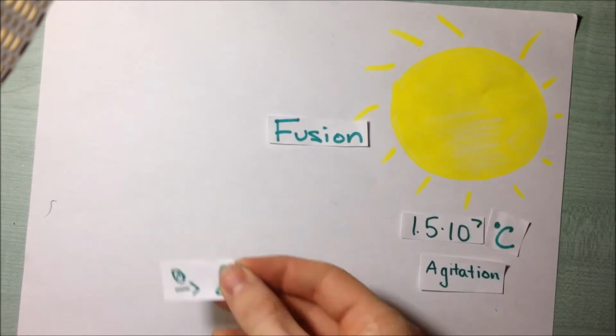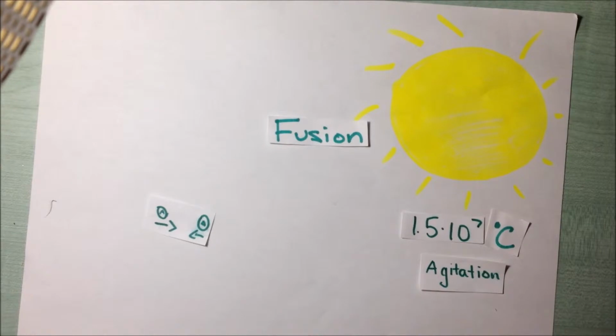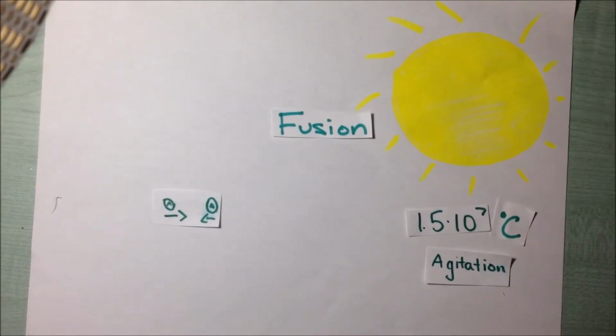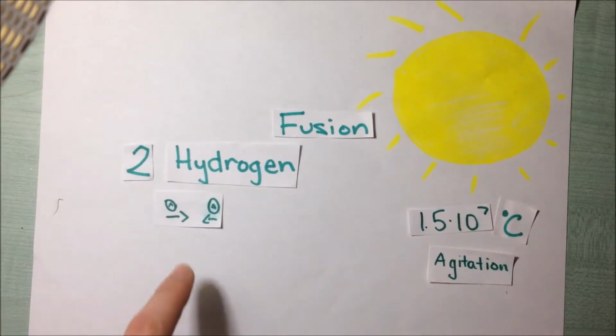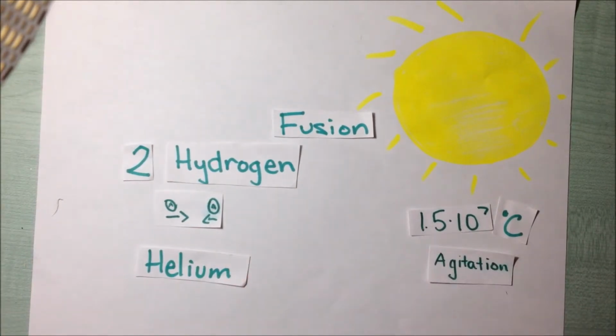Now, when these atoms do collide, this means that they're able to overcome the natural electrostatic repulsion between the positive charges of the nuclei and the negative charges surrounding it, meaning the electrons, and are able to fuse. In the actual process of fusion inside our sun, two hydrogen atoms collide to create one helium atom.